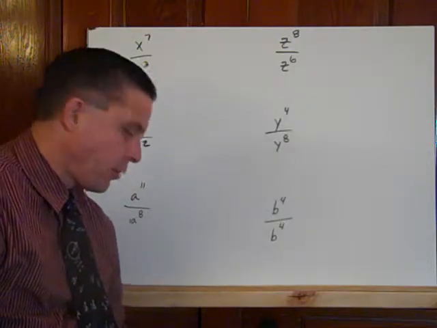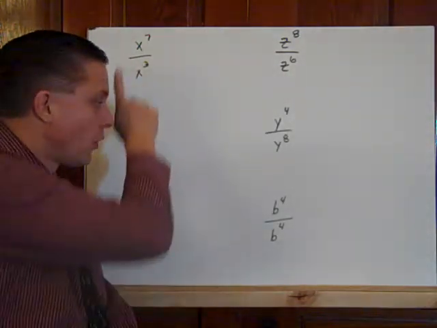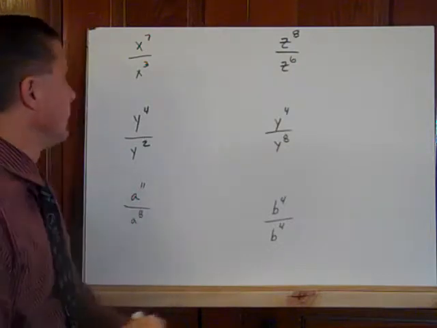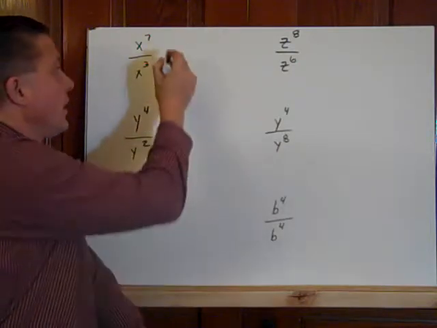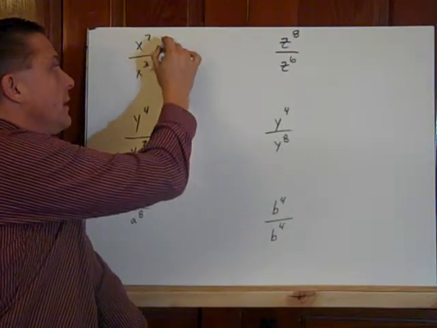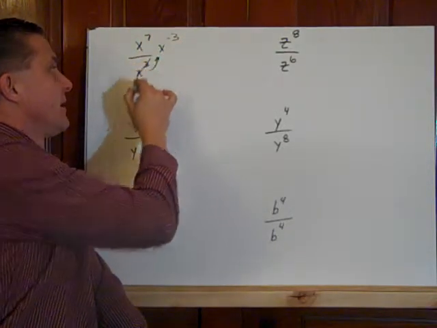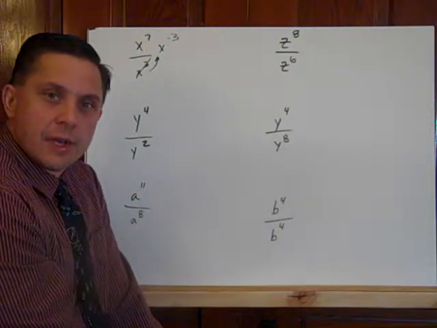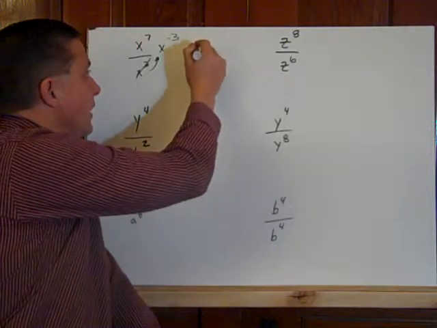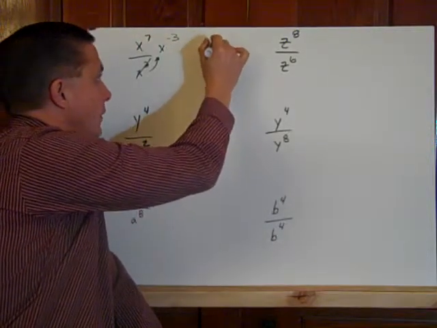Because if we take, and you can pause the video, you should be able to figure out all 6 of these examples. Well, the first one, again, using our rules, there's a couple ways to think about it. One way you could do it is bring it to the top, right? And you know what? Change a sign. So I have x to the 7, x to the negative 3. Now I can use the product rule. Well, that becomes x to the 4.